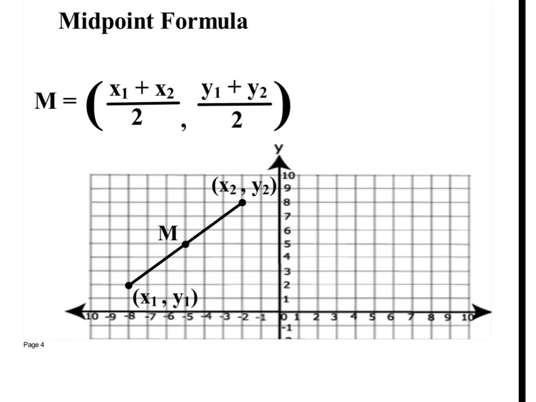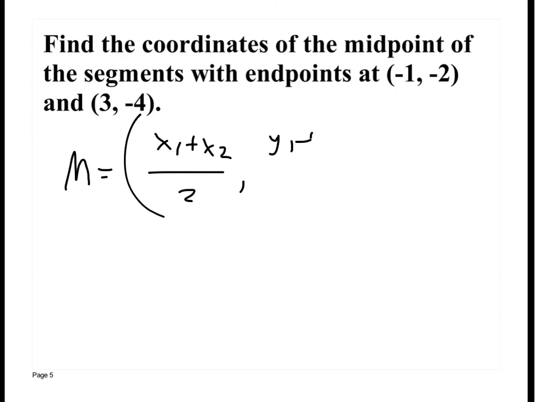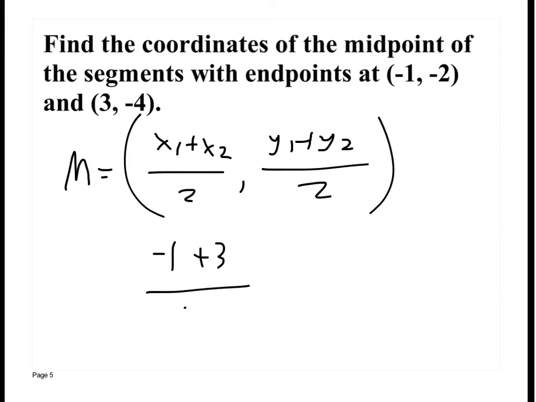Any questions? So write this down. Find the coordinates of the midpoint of the segment with endpoints at negative 1, negative 2, and 3, negative 4. So all we do is we go back to our formula, which is M is equal to x1 plus x2 over 2 and y1 plus y2 over 2. This is going to tell me exactly where the middle of these 2 points is. So negative 1 plus 3 over 2 and negative 2 plus negative 4 over 2.